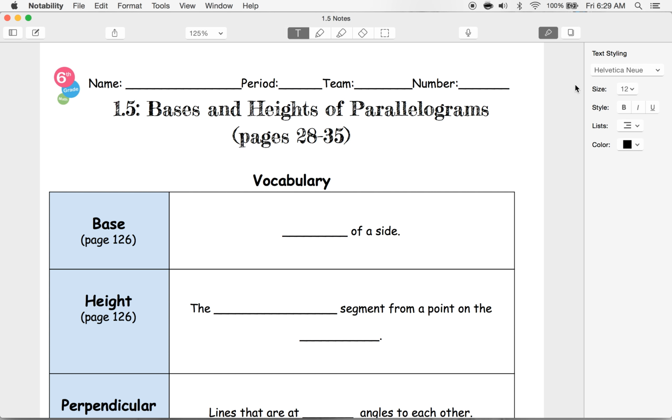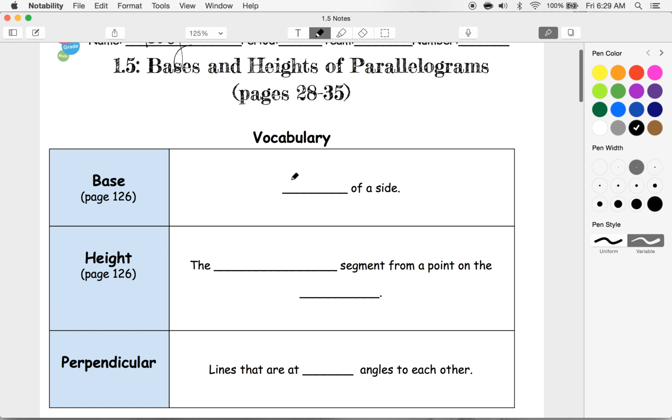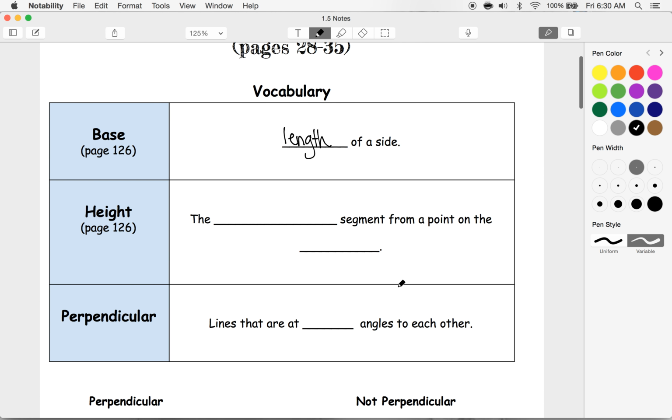All right, everybody, we're going to talk a little bit about some of the things we learned about parallelograms today. So, this is our lesson summary. Our base is the length of one of the sides. A height of a parallelogram is a perpendicular segment from a point on the base.